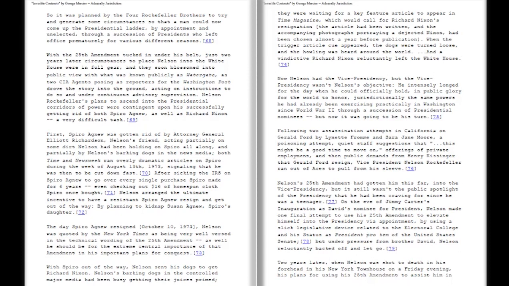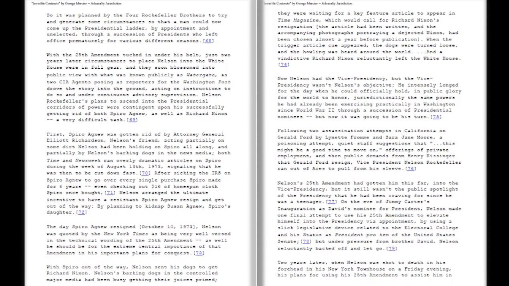71. Nelson arranged the ultimate incentive to have a resistant Spiro Agnew resign and get out of the way by planning to kidnap Susan Agnew, Spiro's daughter. 72. The day Spiro Agnew resigned, October 10, 1973, Nelson was quoted by the New York Times as being very well versed in the technical wording of the 25th Amendment as well. He should be, for the extreme central importance of that amendment in his important plans for conquest.